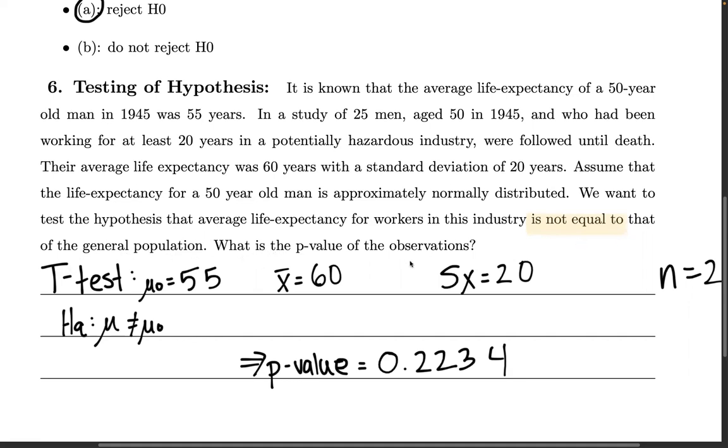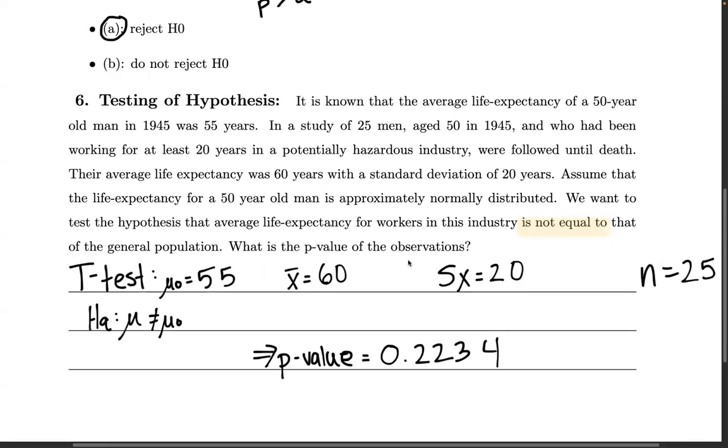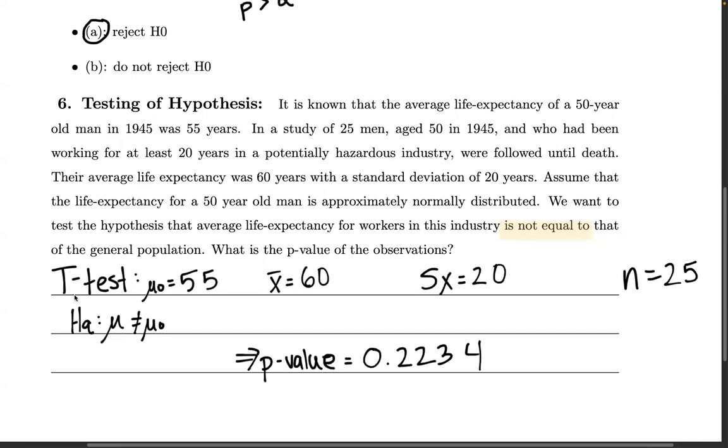So what is the p-value of the observations? So again, now we're in the t-test situation because our sample size is 25, which is less than 30. So now we're going to use a t-test. Our alternative hypothesis is going to be that mu is not equal to mu naught, and it's right here, I highlighted it. And our mu naught in this case is going to be 55, which is right here. This is what the known life expectancy was.